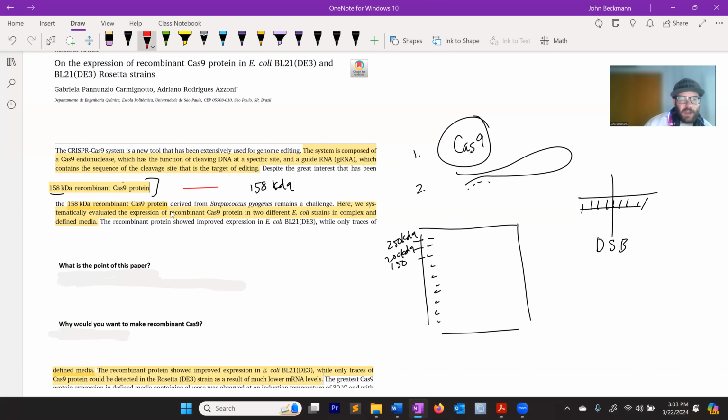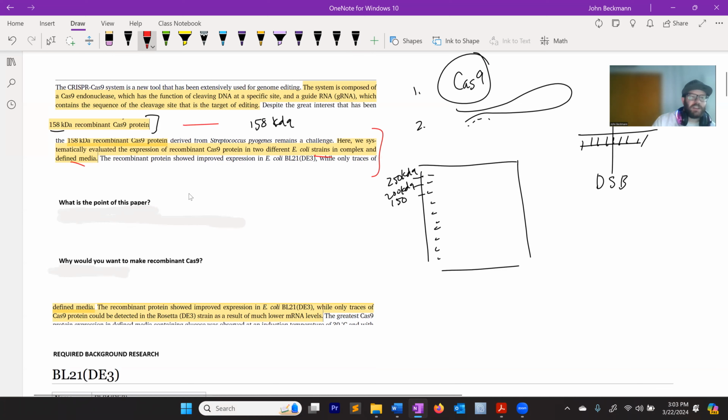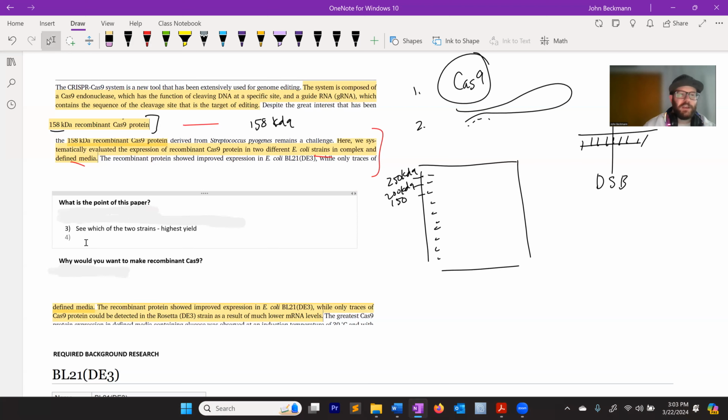Let's see. Okay, so this is telling you pretty much the gist of the paper. Here we systematically evaluated the expression of recombinant Cas9 protein in 2 different E. coli strains in complex and defined media. So we'll go through that. Quickly, let's make a quick list. What do you guys think is the purpose of the paper? Yes, so you said see which of the 2 strains produces the highest yield. And then what was the other one? Somebody else was going to say something? Test different media.